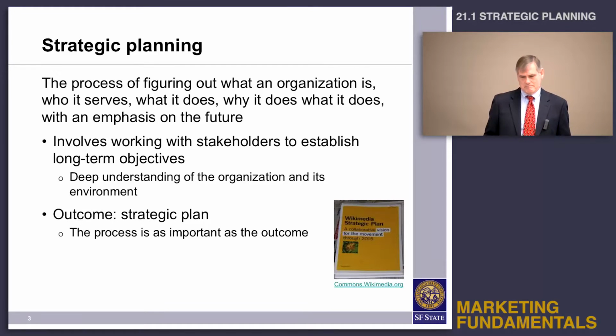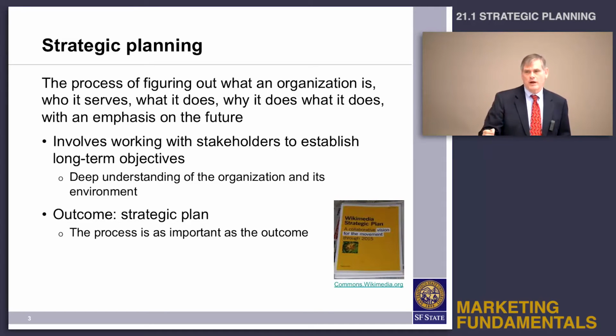From a multiple choice test perspective, we might look at strategic planning as the process of figuring out what an organization is, who it serves, what it does, and an emphasis on the future. The strategic planning processes that I have been in that seemed to have been effective involved as many stakeholders as possible in the process. We talked earlier about stakeholders: anybody who would be affected, either benefited or harmed, by what you're trying to accomplish. The goal is to get a deep understanding of what you're doing, and then the outcome is the strategic plan.